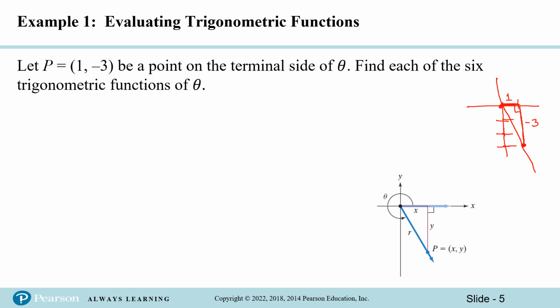And I will also need r, which is my hypotenuse. So 1 squared plus, I'm going to use a -3 squared, 1 plus 9 is equal to r squared, so r is equal to the square root of 10. Okay, so this is 1, this is -3, and this is equal to the square root of 10, like that. Now I need to find my 6 trig functions.